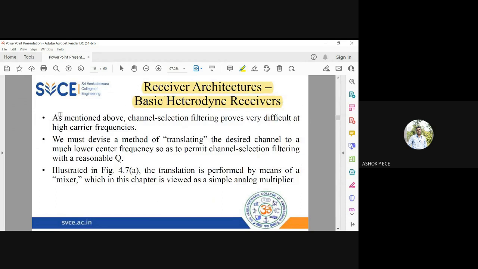Channel selection filtering is very difficult at higher carrier frequencies. As I said, depending on every time I get a new channel frequency, I cannot do filtering at that time. It is going to prove difficult for me.